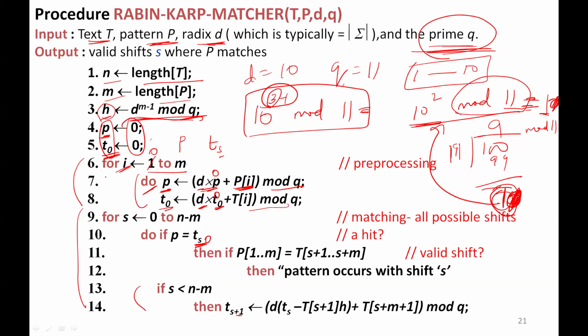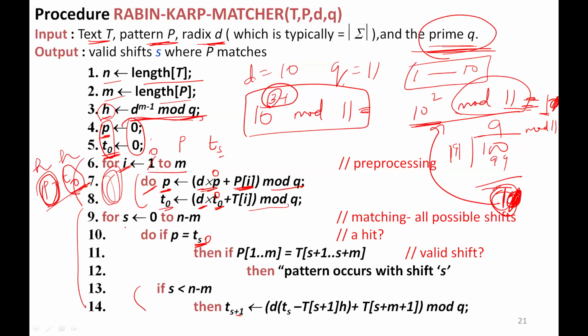So you keep on doing this in the for loop, and finally you will get a value for P and you'll get a value for T0. The first 3 characters in the pattern, you get a hash value, and the first 3 characters in the text, you get the pattern's hash value, and for that many characters in the text, you get the hash value, which is denoted as T0.